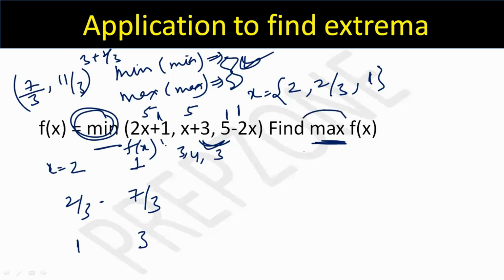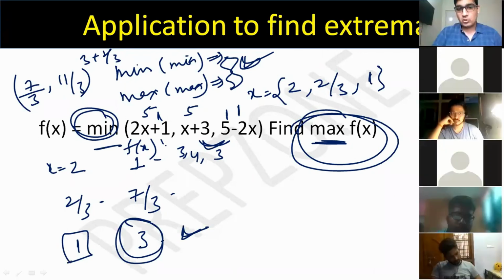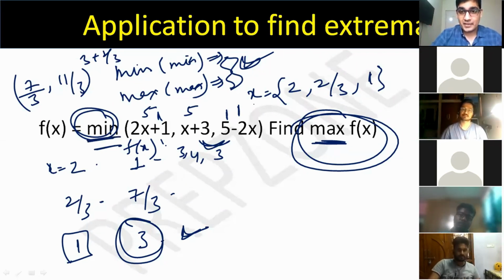Now you have to find the maximum value of f(x). So of 1, 7 by 3 and 3, what is the maximum value? It is 3, which comes at x equals 1. So the answer is not 5. 100% of you have gotten it wrong, but the answer is 3. It was a very simple question. The mistake we made in hurrying up was that we forgot that f(x) is the minimum of these things. Priyanshi, you had done it right, but then you changed your answer.